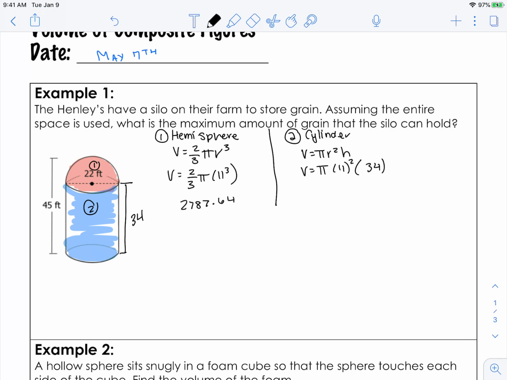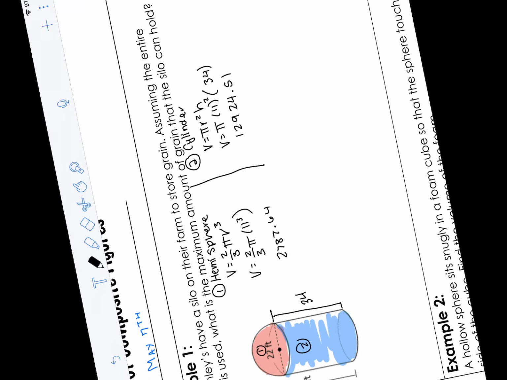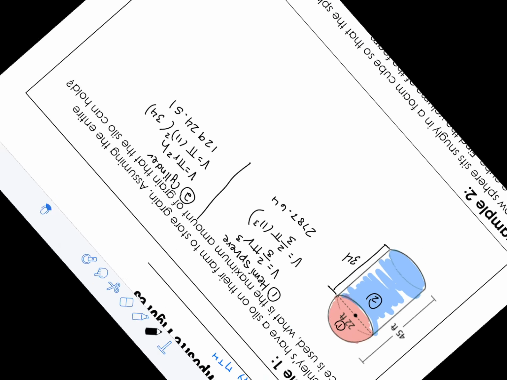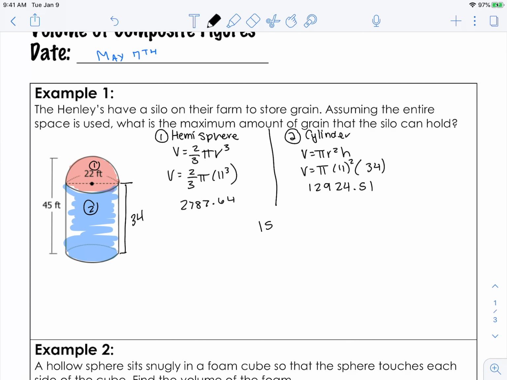Okay, so I plug that in. Times 34. And I get 12924.51. I'm going to add those two together. And I get 15712.15. And since that's volume, it's going to be feet cubed.